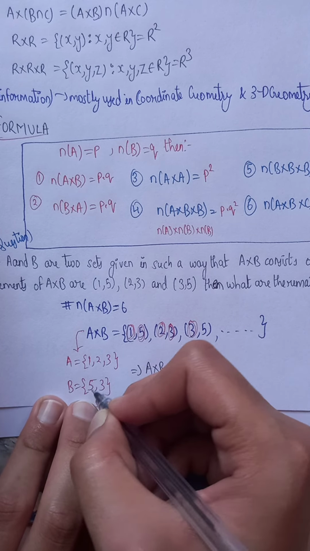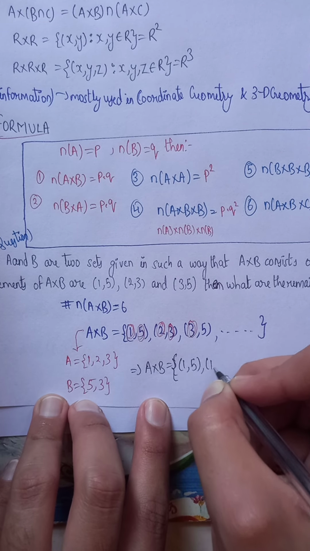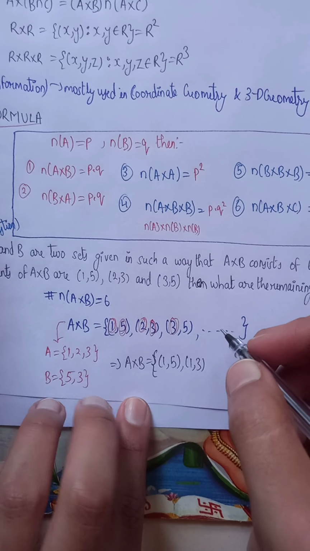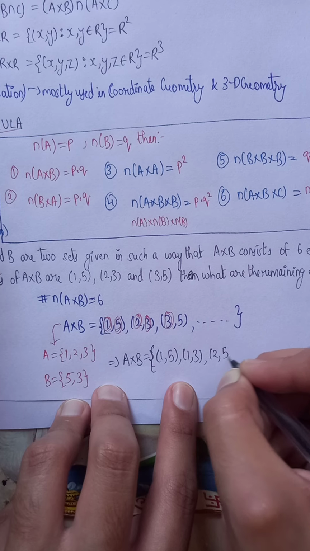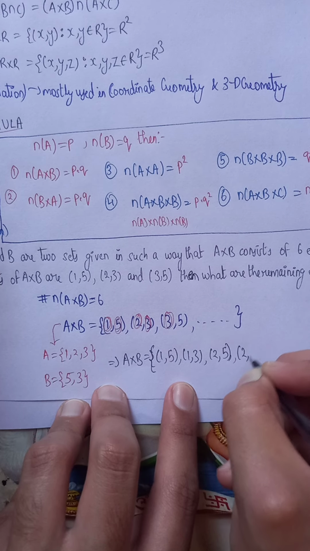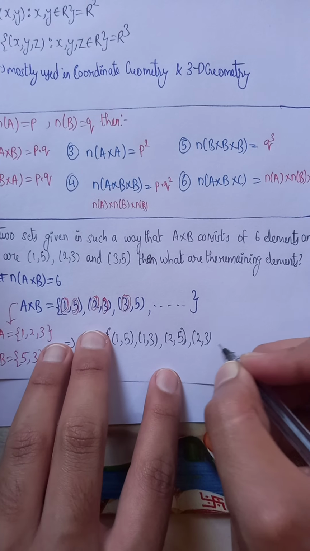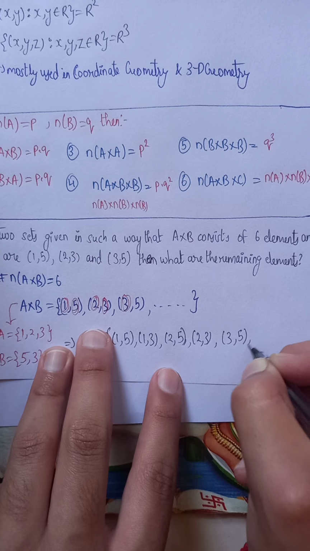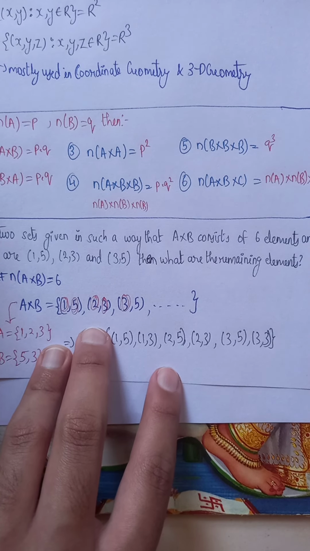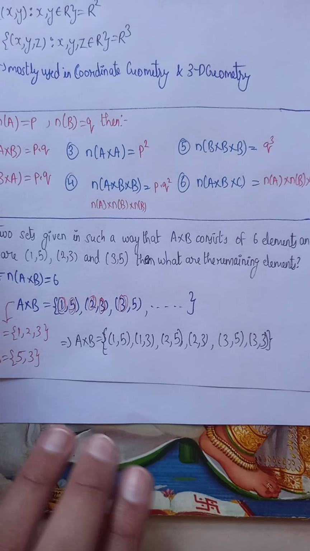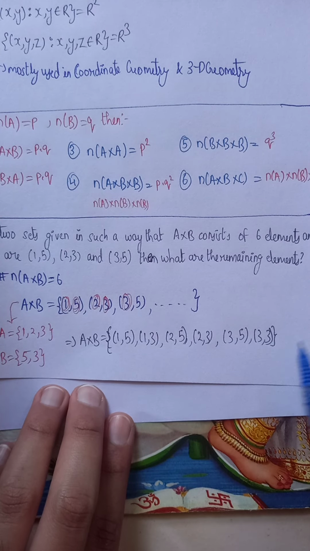So 1 comma 5, 1 comma 3, 2 comma 5, 2 comma 3, then 3 comma 5, 3 comma 3. Now how many elements are present here? 1, 2, 3, 4, 5, 6.